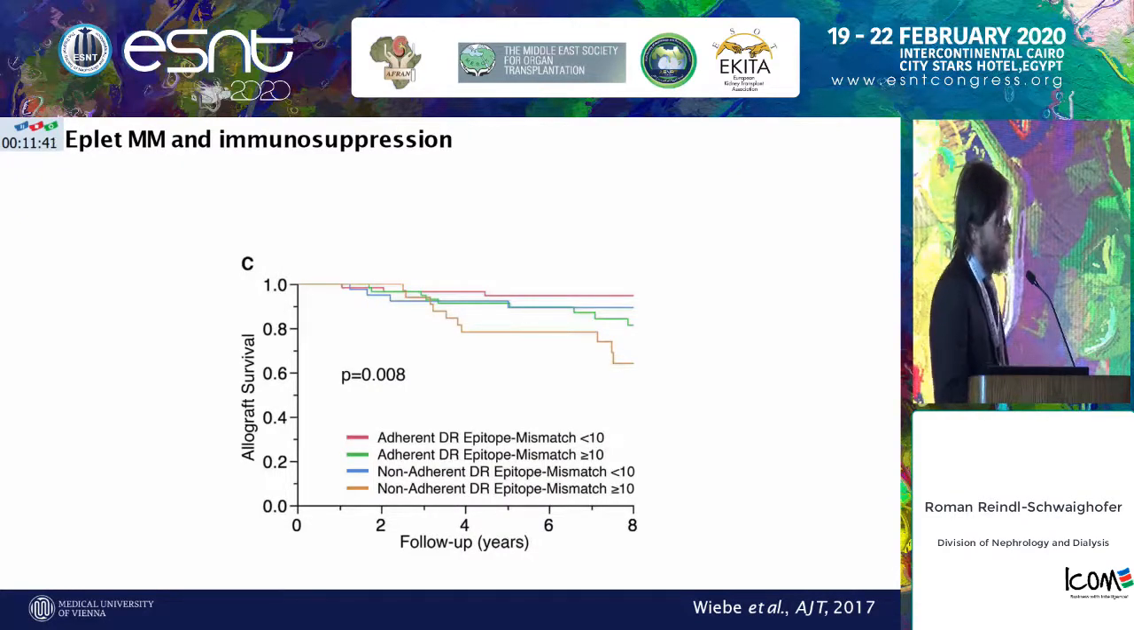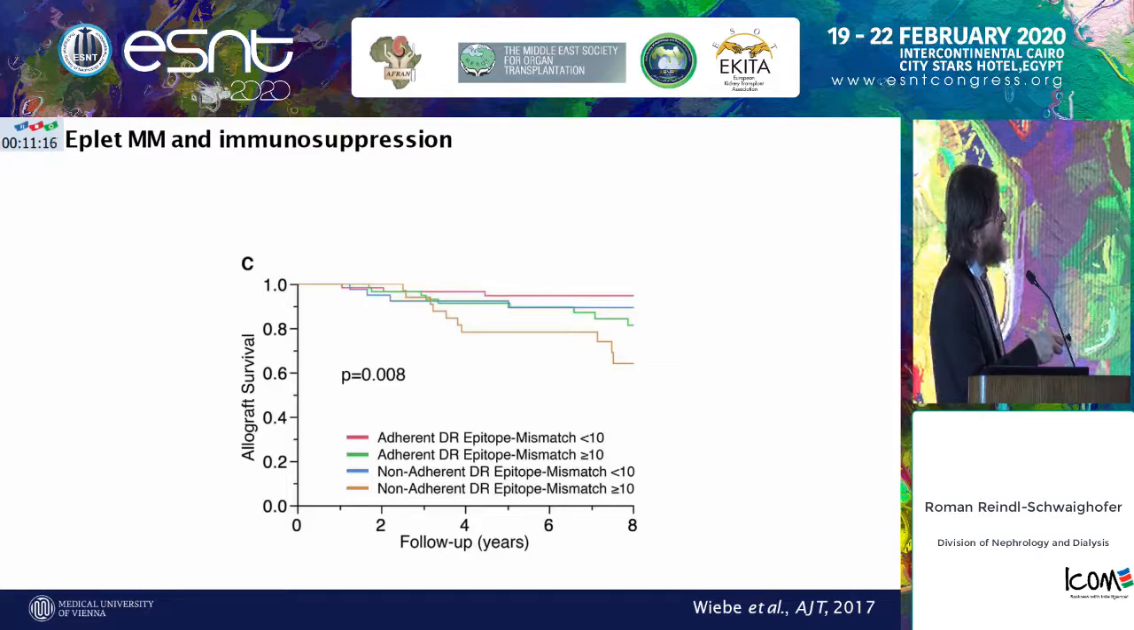And this is probably why this is going to change how we treat our patients. This is a slide also from their group that showed that only patients with a high epitope mismatch at the DR locus who were not adherent to immunosuppression developed antibodies. And those patients who were non-adherent, not taking their TAC or their MPA, but only had a low mismatch, did not develop antibodies.